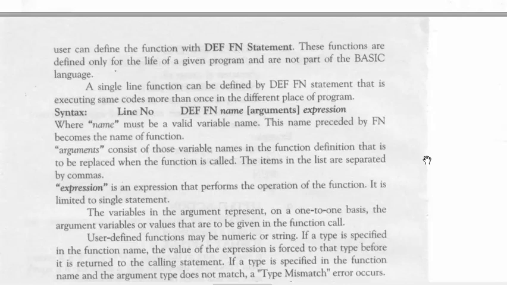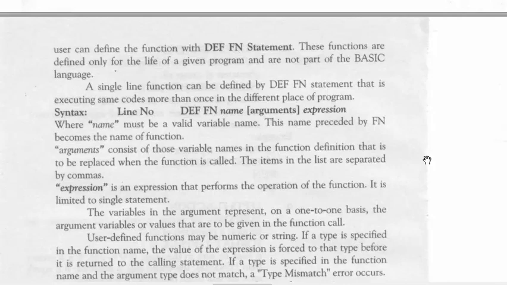These functions are defined only for the life of a given program and are not part of the BASIC language. A single-line function can be defined by the DEF FN statement for executing the same code more than once in different places of a program. Defining a function by the user itself means that user-defined functions are bound to the program in which they are made.